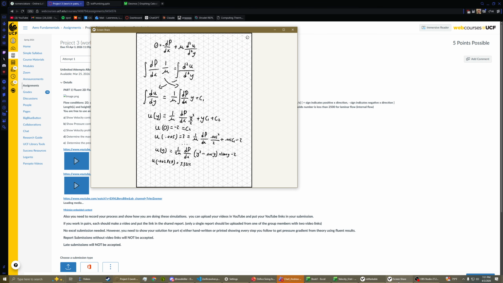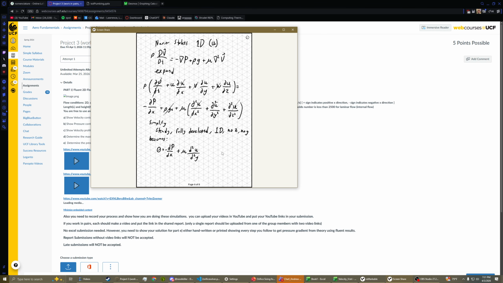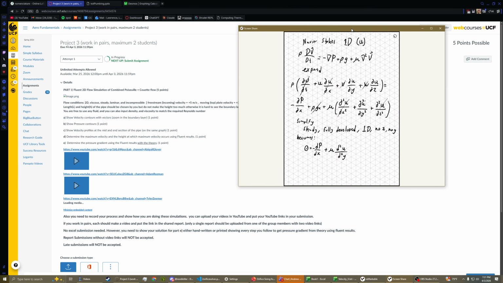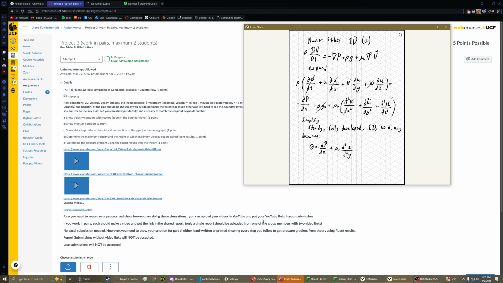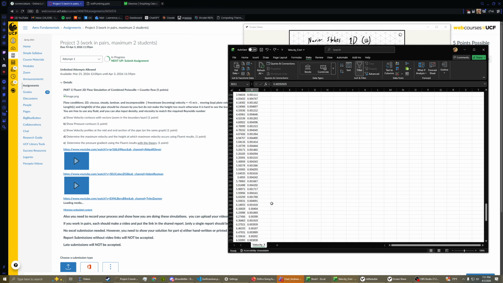So for this, we're going to be using the Navier-Stokes equation, and in addition, we're going to need our u at 0, which is -2, 0 being the point. And then two other points for that, we're going to use u at the other wall, which is 3, and then our maximum u, which is 7.3222 at this point here.